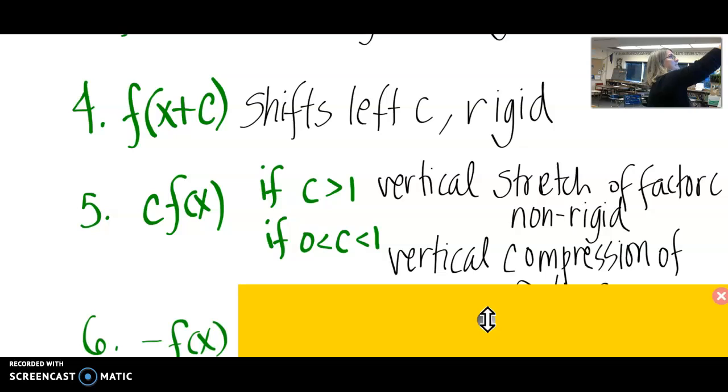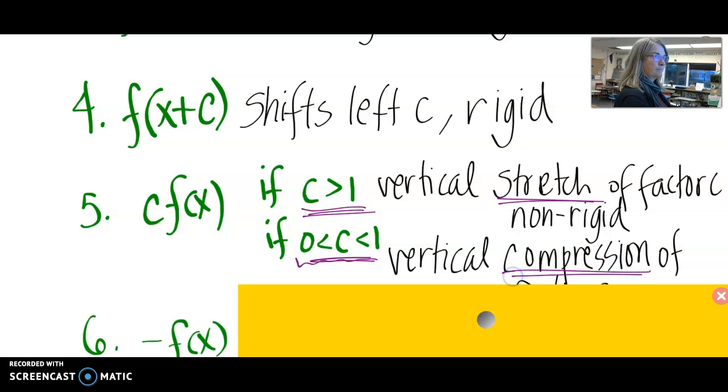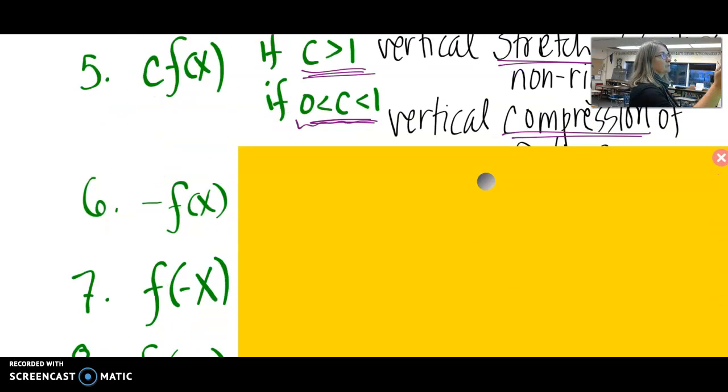So if c is greater than 1, it will be a vertical stretch of factor c, and if c is between 0 and 1, then it's a vertical compression. So greater than 1 is a stretch, between 0 and 1, a proper fraction, is a compression. And if it equals 1, then it's the same as the parent function.